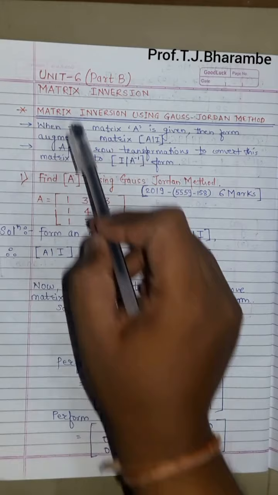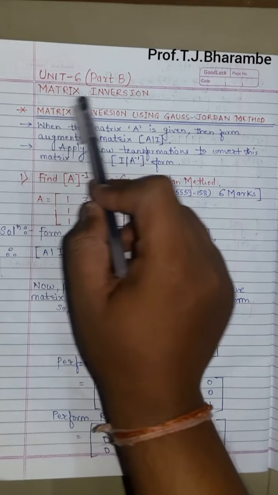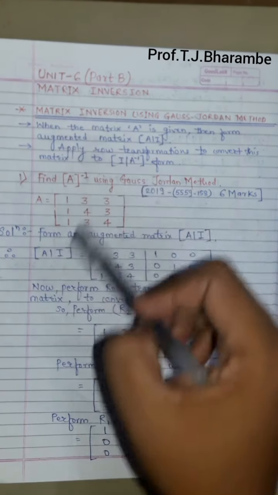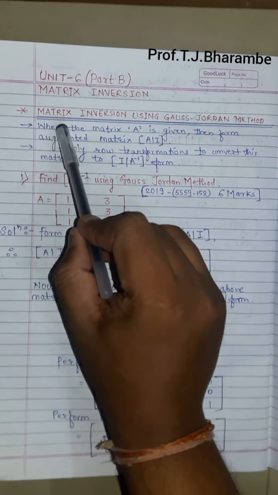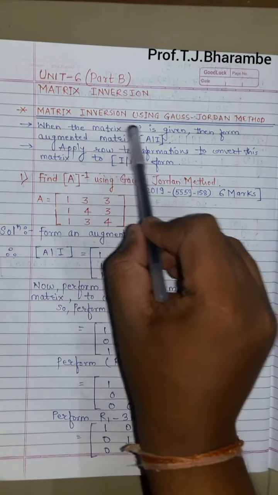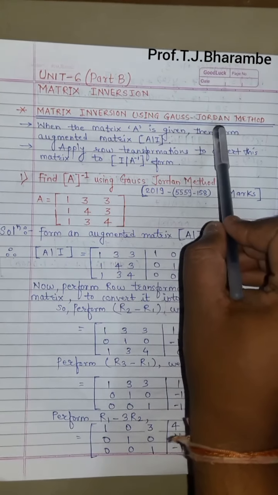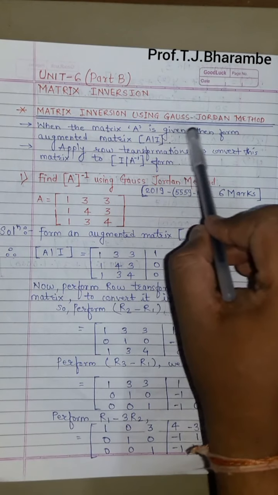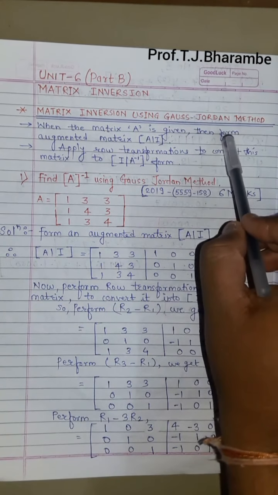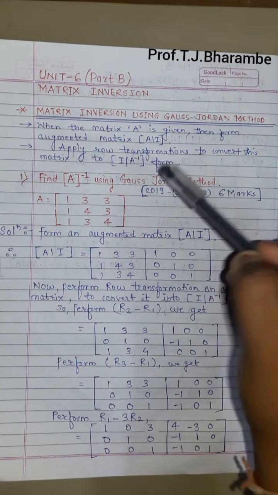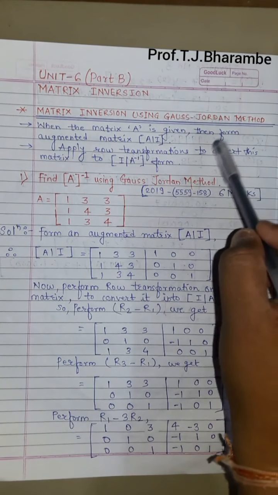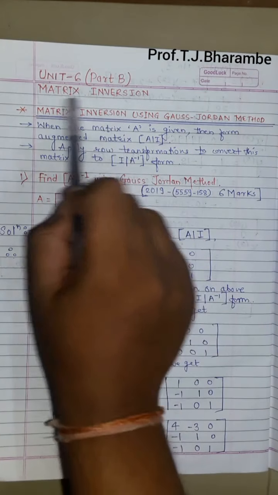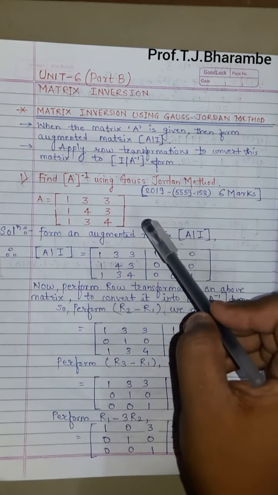So, hello students. In this lecture, we are going to cover part B of unit number 6, that is matrix inversion. First we are going to study matrix inversion using Gauss Jordan method. Earlier we have also studied Gauss Jordan method, but that was the Gauss Jordan elimination method, and now we are going to study the Gauss Jordan method to find the inverse of a matrix.